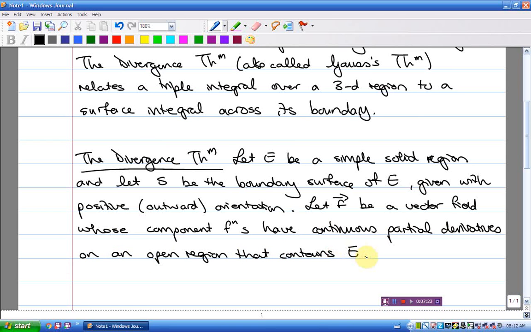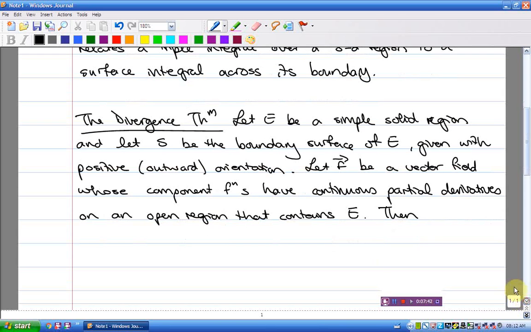On an open region that contains E, that basically means F has to have continuous partial derivatives within the solid, but also just a little bit outside. It can go a bit crazy somewhere else, but as long as everything is fine and well behaved within the region and just a little bit outside of it, then everything's fine. Then the following formula applies, which I'm giving to you without proof.